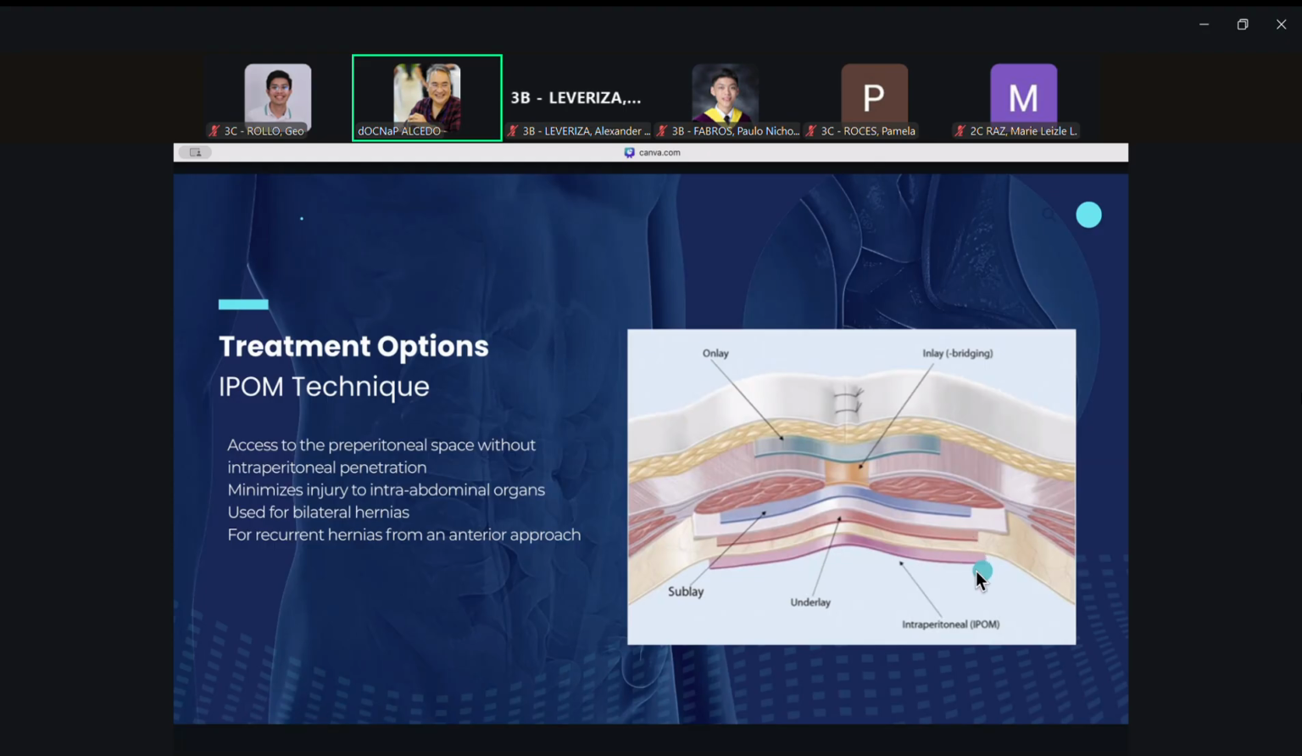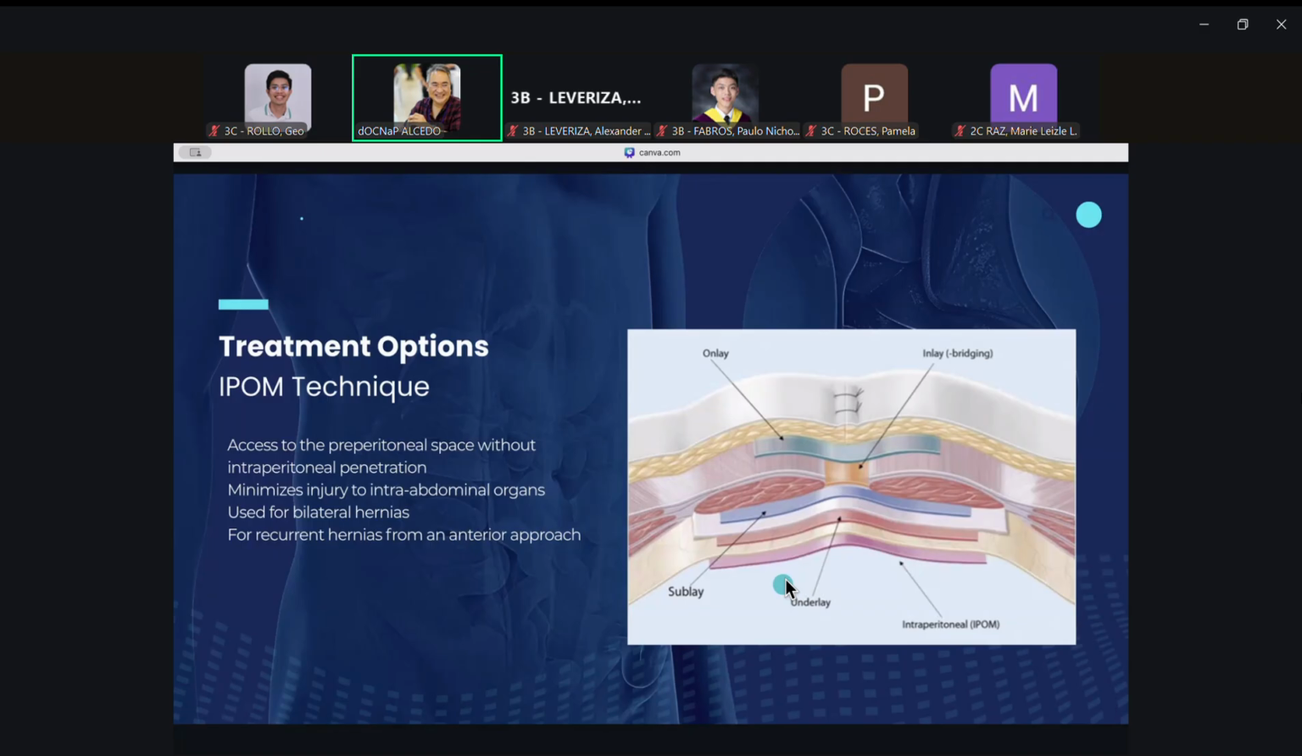Pero pag IPOM, we place it intraperitoneally, and we use this technique during repair of huge umbilical hernias, for example. No? So, umbilical hernia, nandito yung butas, we place the mesh below the peritoneum, intraperitoneally. Now, this is a different kind of mesh.